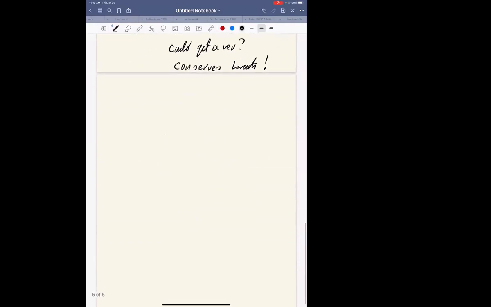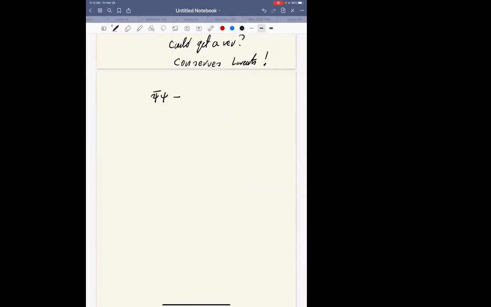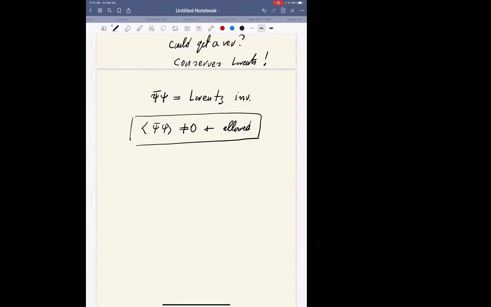The answer is yes. This, for example, can have a wave. Psi bar psi is Lorentz invariant, as you know. That's why I write this. So in other words, it is possible psi bar psi could have a wave. It is allowed. But then I need to know some dynamics that creates such a funny bound state that gets a wave.